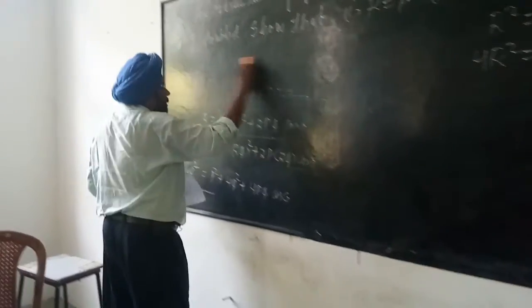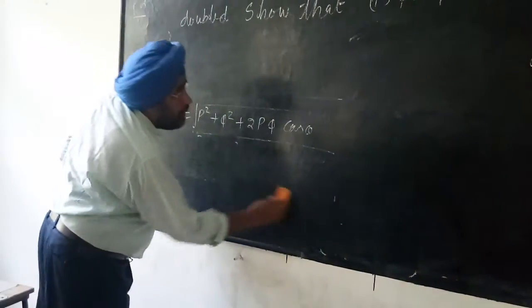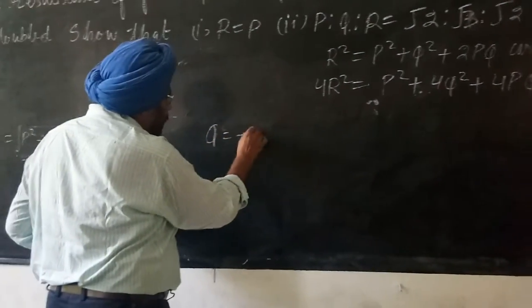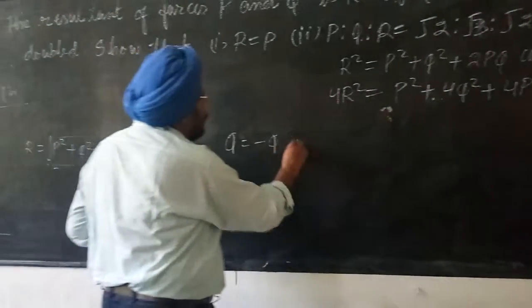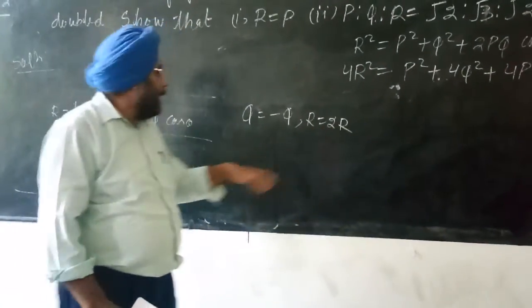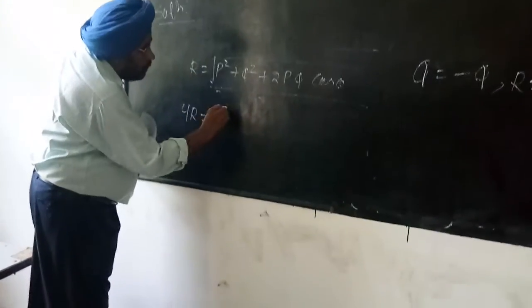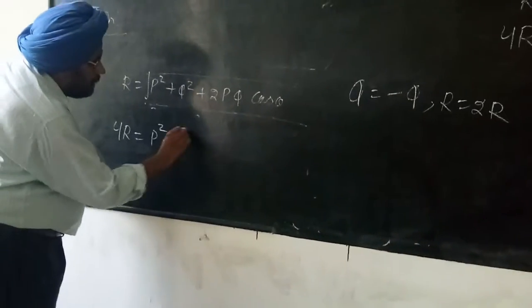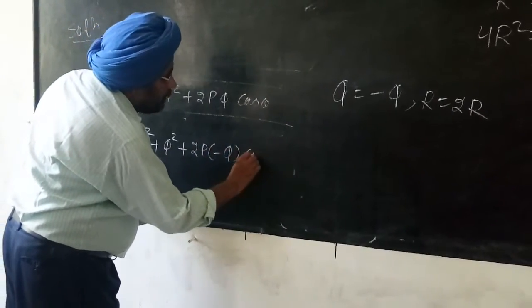Now the second condition is if Q is reversed, it means Q is equal to minus Q. Then if Q is reversed, R is again doubled, so R is equal to 2R. So putting Q equal to minus Q and R equal to 2R in this equation, 2R is equal to the root of P square plus Q square plus 2PQ cos theta with Q replaced by minus Q.